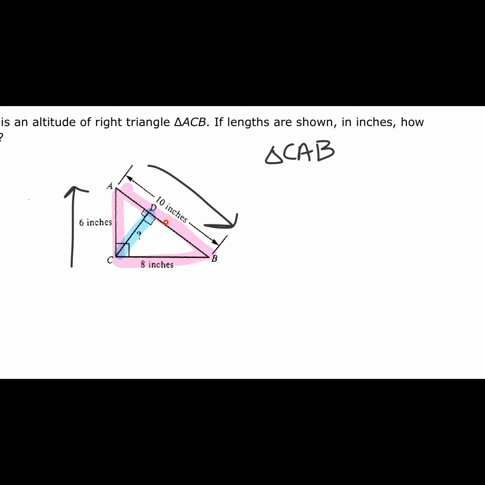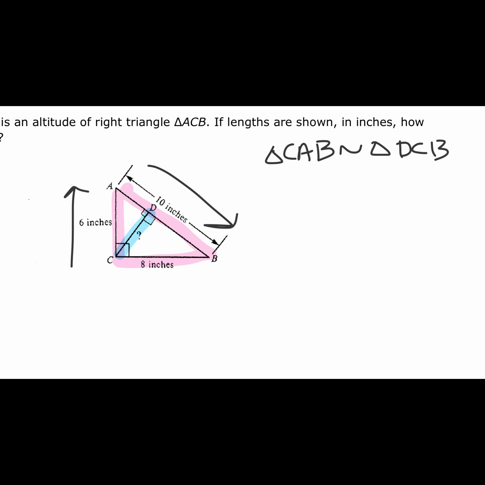Because I'm starting at my 90-degree angle, I'm going to look at this smaller triangle here. I want to go to the short side first, because I went the short side first here. So it seems my short side would go from D to C, and then I go to B. So DCB would be my next triangle.